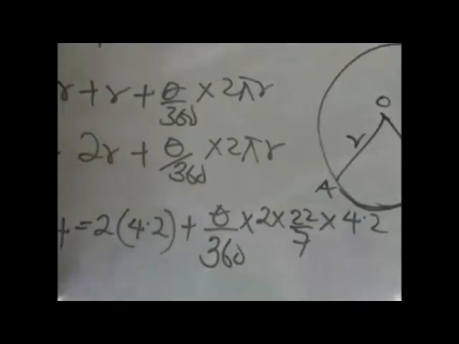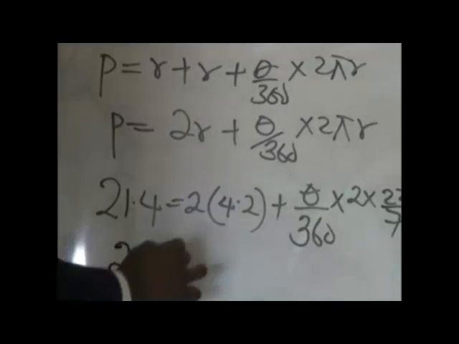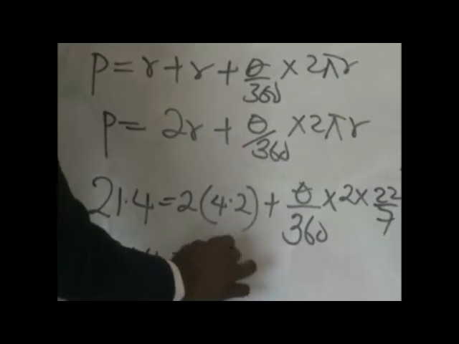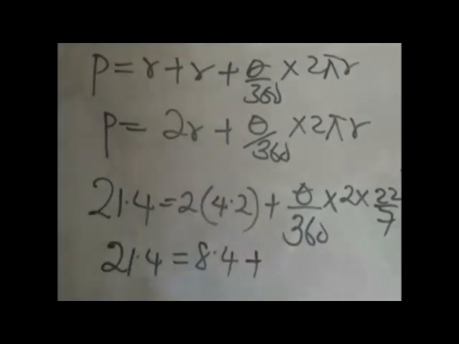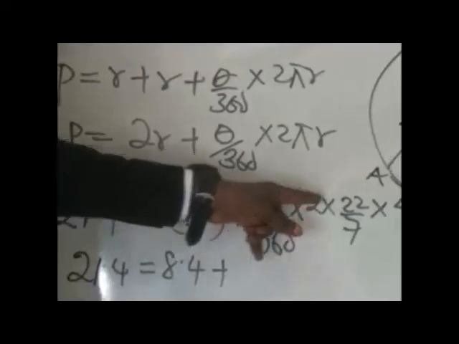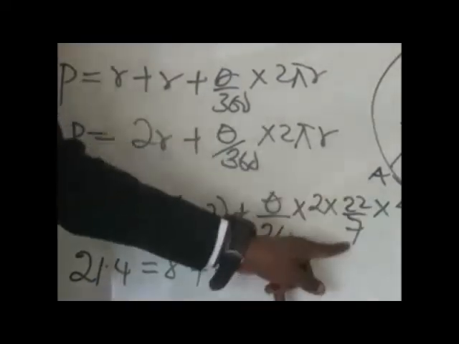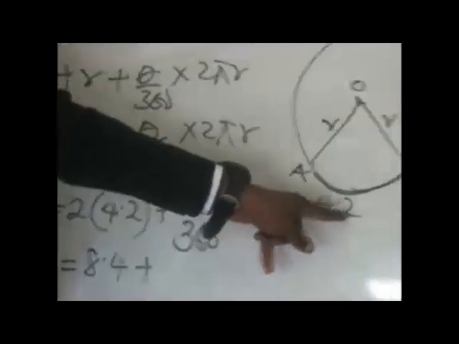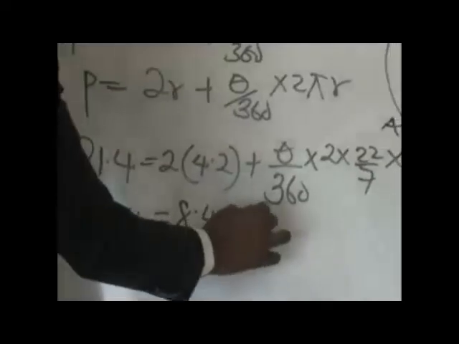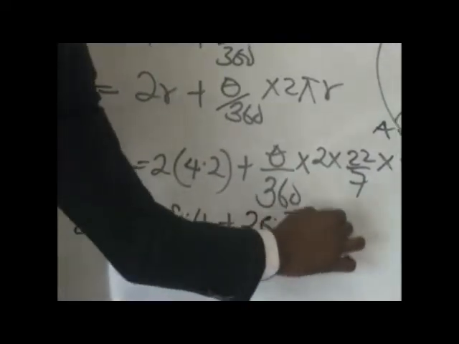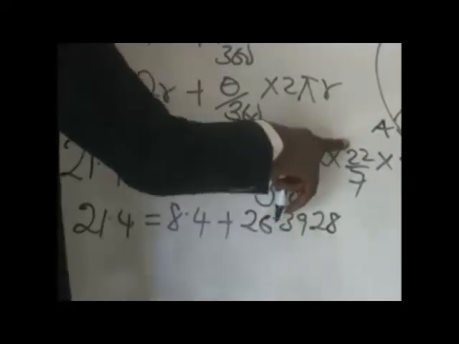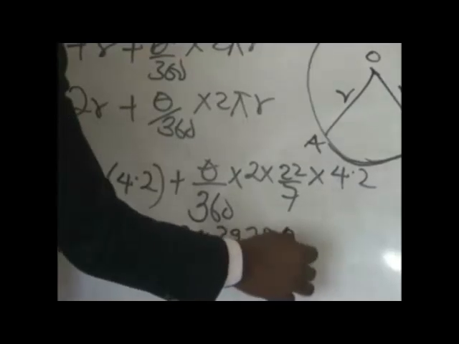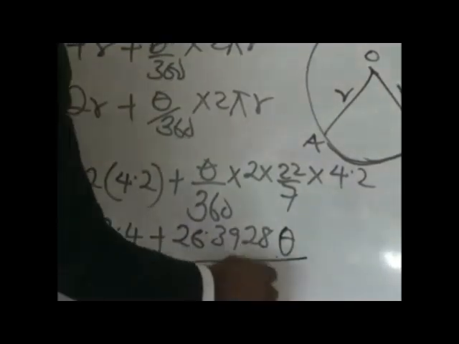So from here, what to do is 21.4 equal to 2 times 4.2, which will give you what? 8.4. Plus, now, for simplicity, just do 2 times 22 over 7. 22 over 7 is 3.142. So 2 times 3.142 times 4.2 will give you 26.3928. Press the calculator. 2 times 3.142 times 4.2 will give you 26.3928. Theta all over what? 360.